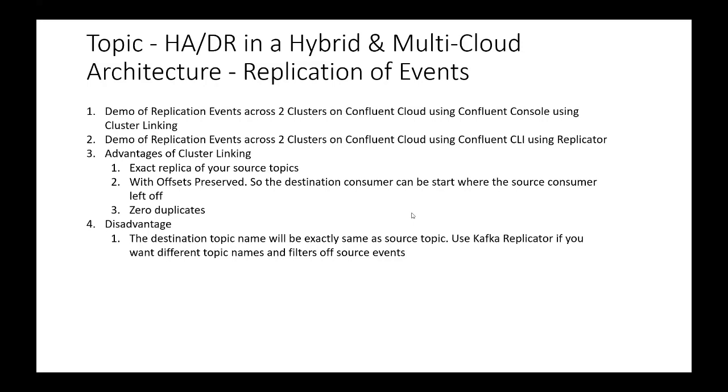The advantage of cluster linking is that you get an exact replica of your source topics with the offsets preserved so that your destination consumer can actually start where the source consumer left off. There are no duplicates. The only disadvantage of cluster linking is that the topic names have to be the same, which is not desirable if you want extended solutions where you can filter topics, filter messages, and add them to a new topic. For those, we have a concept called Kafka Replicator, which you can use. But for now, we will just do cluster linking and demonstrate availability.